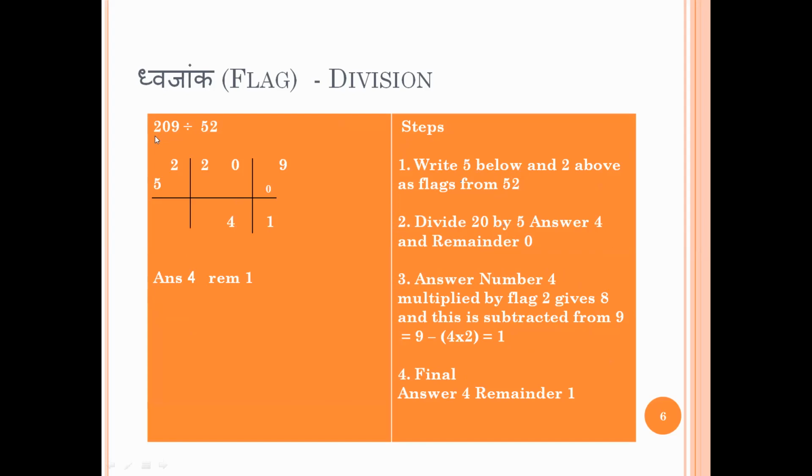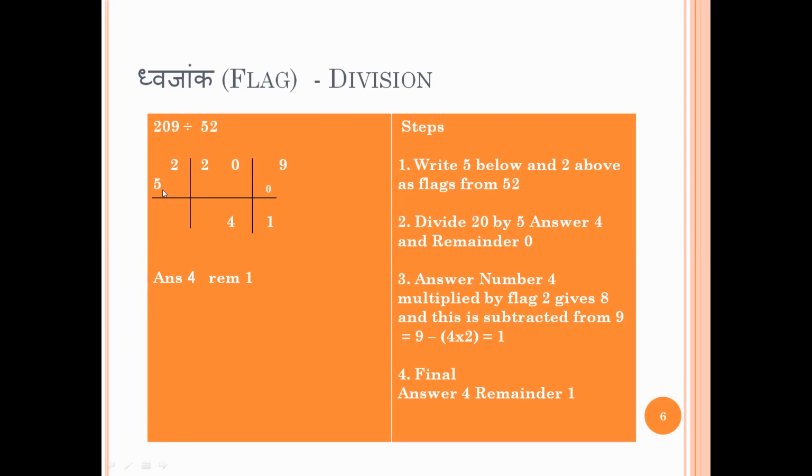Suppose the sum is 209 divided by 52. So I write 52 in such a way: I write 5 down, make the 2 the flag. Flag means move it up. Then in the flag there are only single digits, so I leave the single digit from the right and make a vertical line. This line is called the remainder line. Then I put one horizontal line. Then I divide 20 by 5.